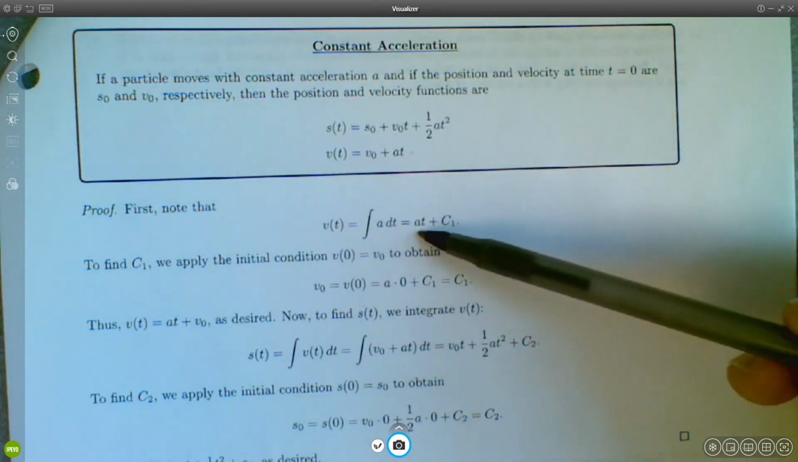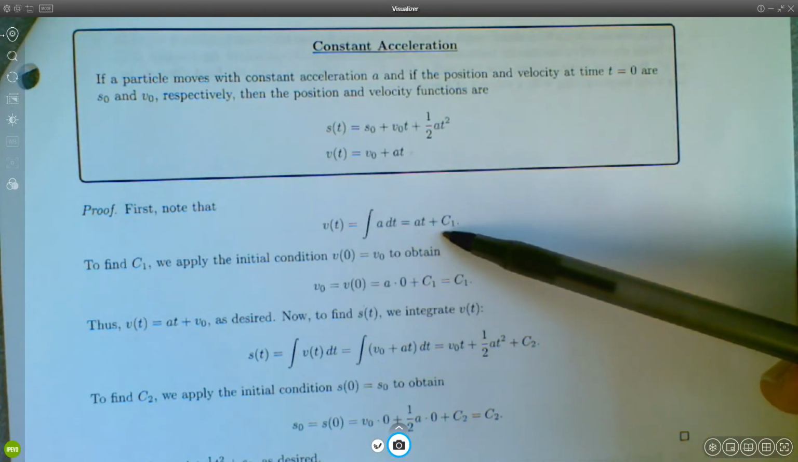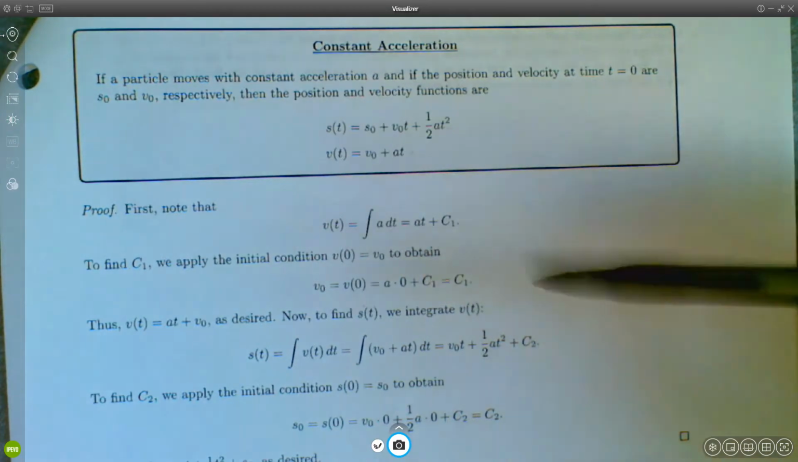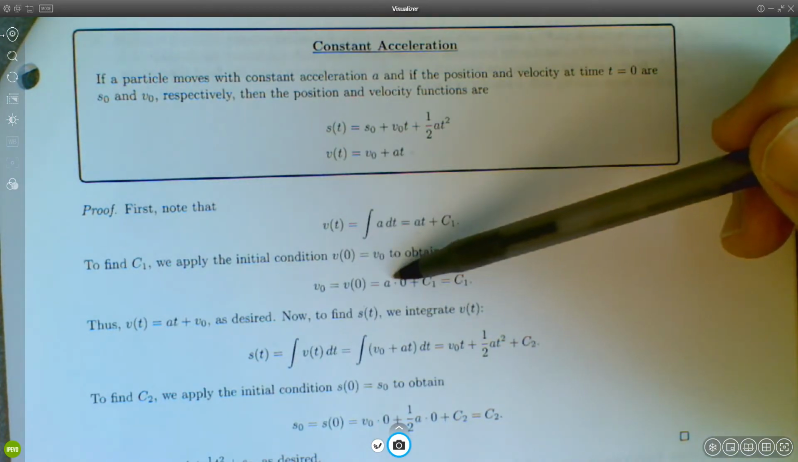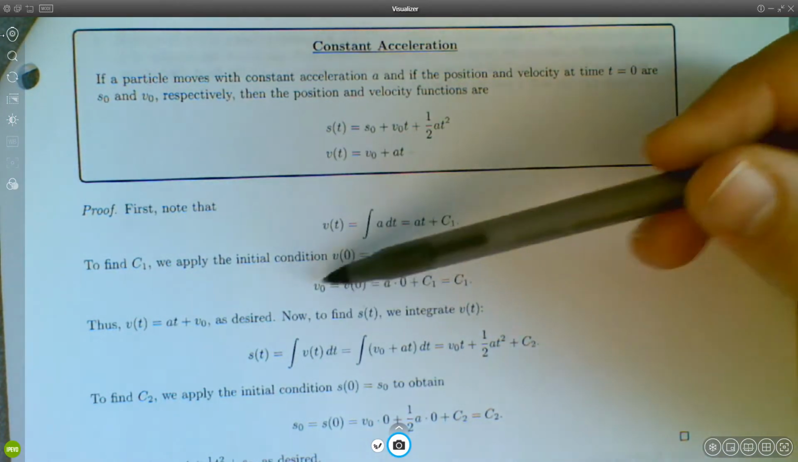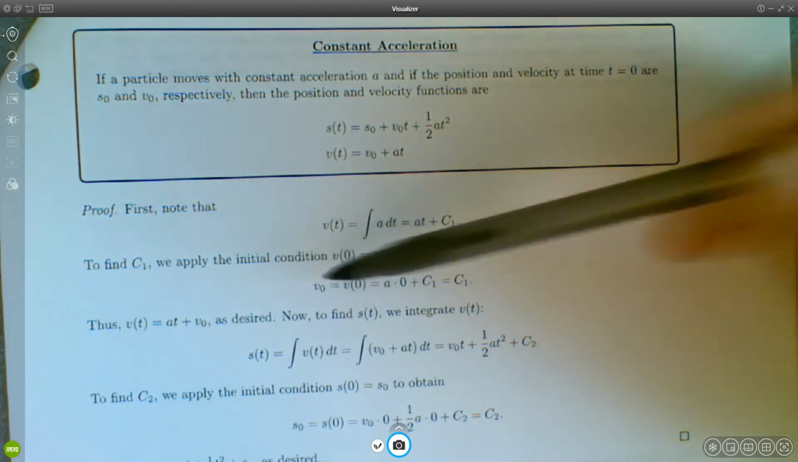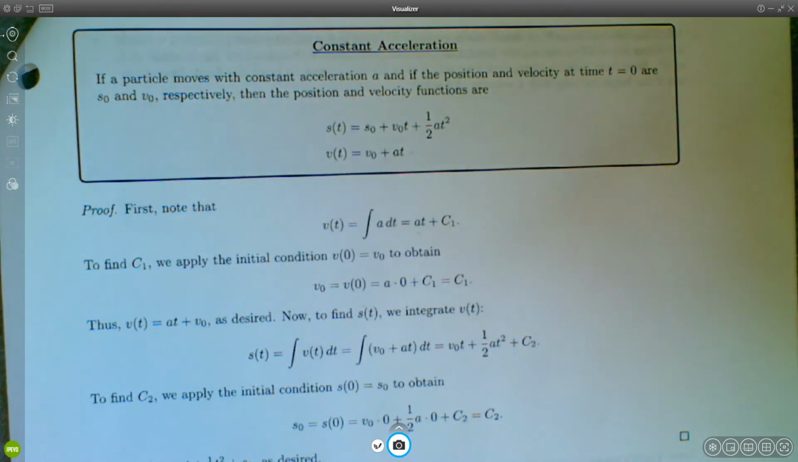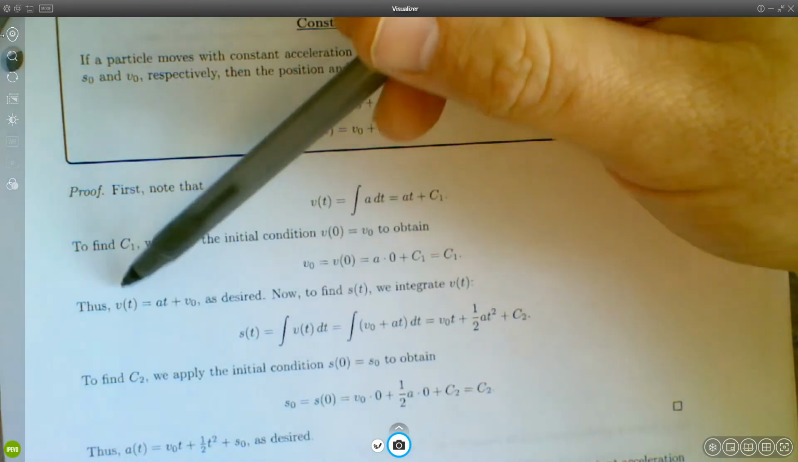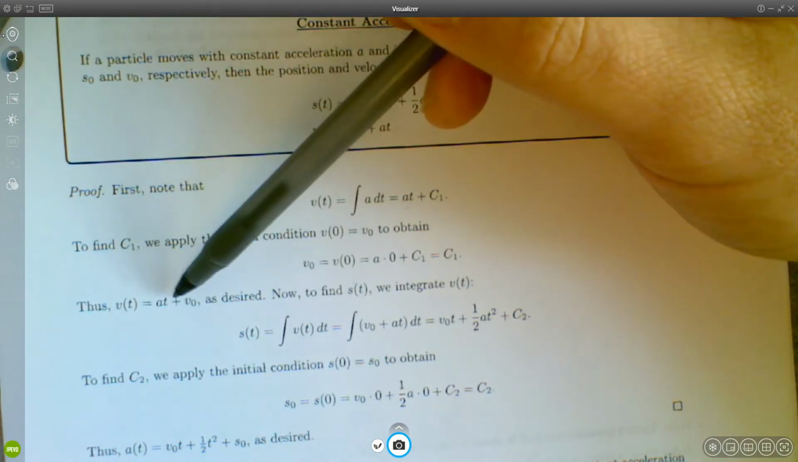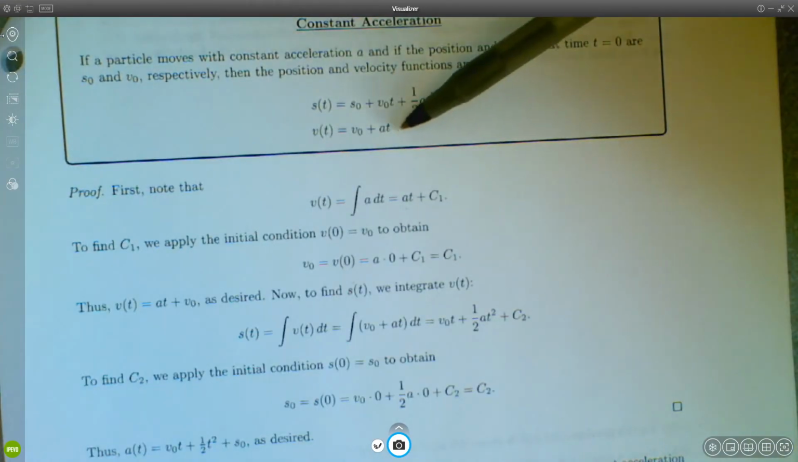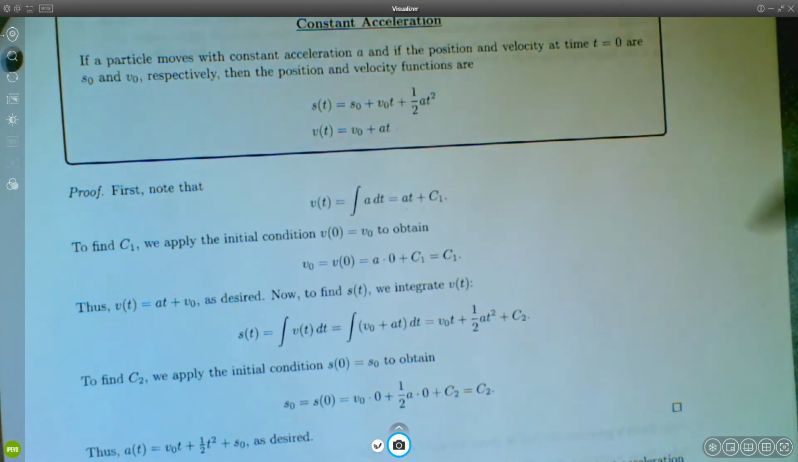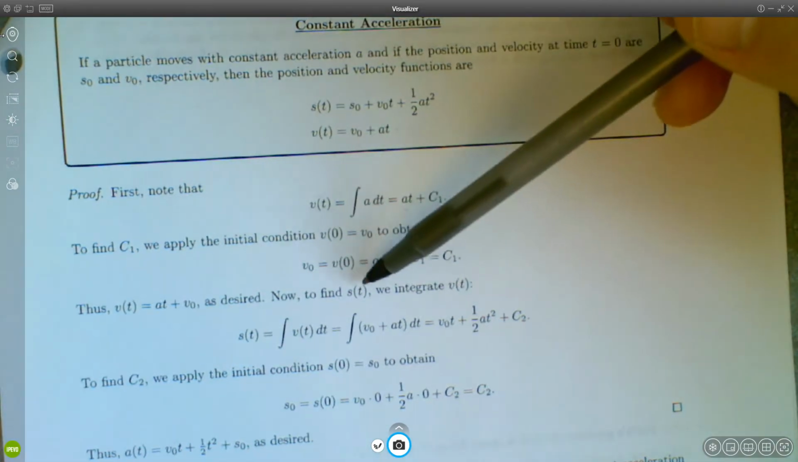V of 0 is going to be a times 0 plus c1, right? Well, a times 0 is just 0, and so this is just c1. That tells us that c1 is equal to the initial velocity, v0. And that's how we get v of t equals a times t plus v0, just like we thought we should, okay? Now we do the same thing if we want to find the position function.